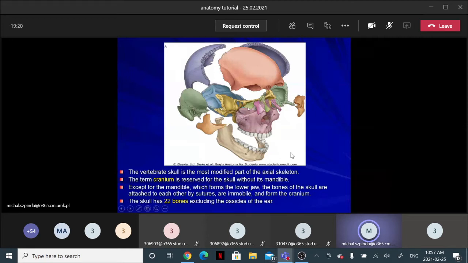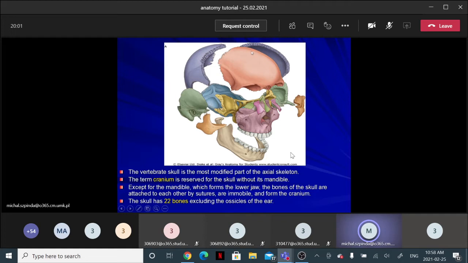The first one just refers to the neurocranium because inside it houses the encephalon, brain. This part is positioned superiorly and posteriorly. And the second part of the skull refers to the viscerocranium or splanchnocranium.